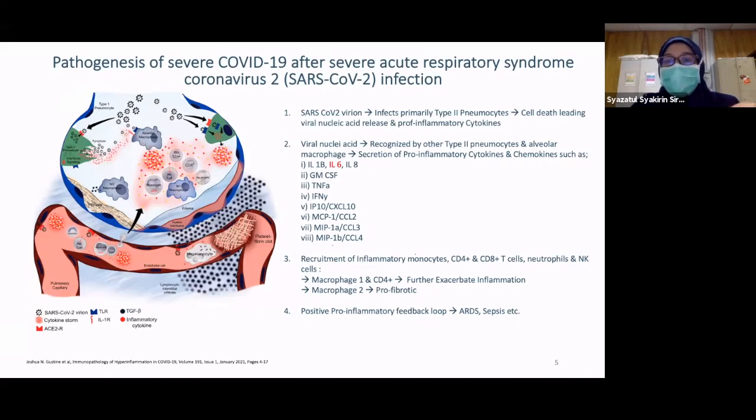And with all this recruitment of inflammatory cells, some of it will further exacerbate the inflammation, and some of it has a pro-fibrotic component. Therefore, this inflammation has a feedback loop. If there is a positive pro-inflammatory feedback loop, this will lead to further multi-organ involvement, and it will lead to acute respiratory distress syndrome.